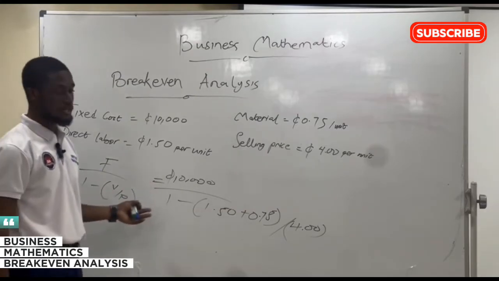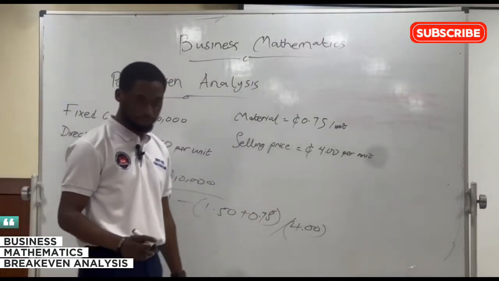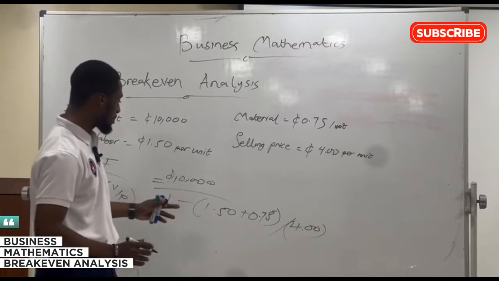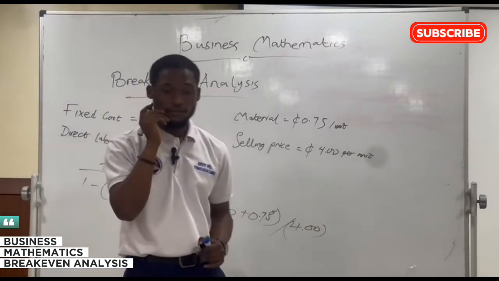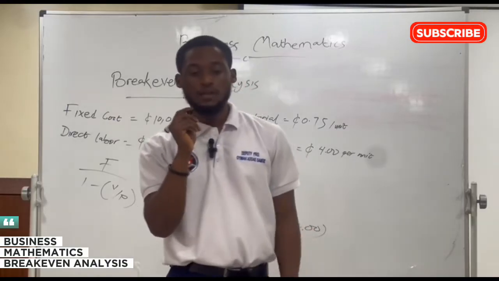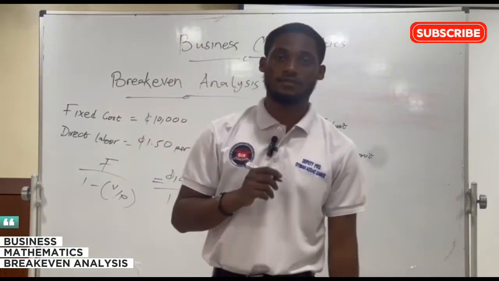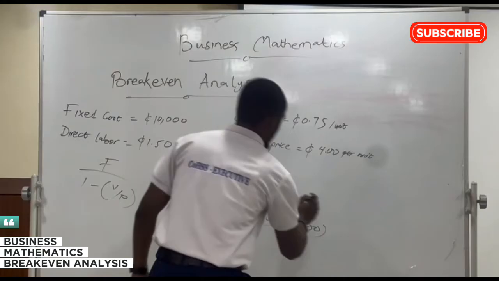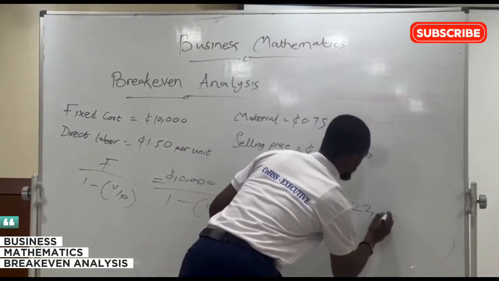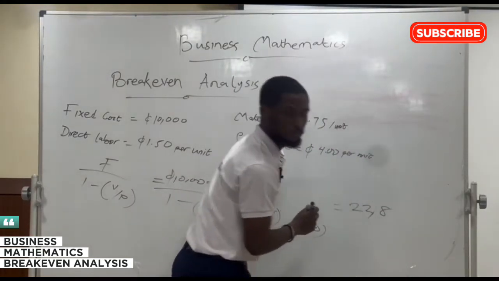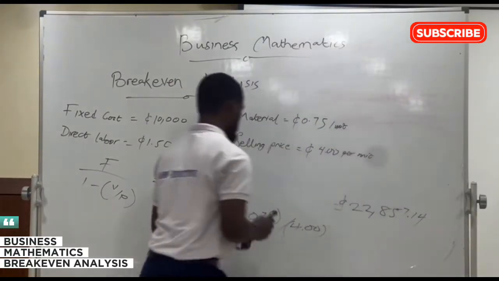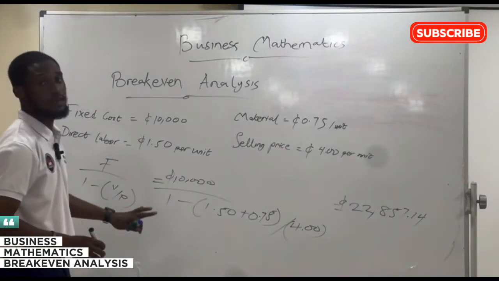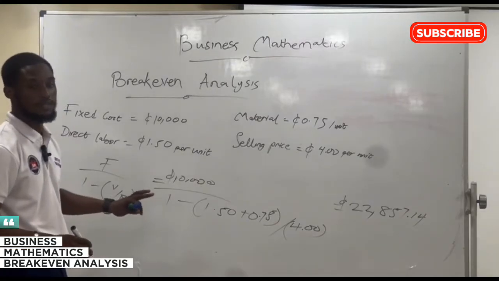So when you do this calculation, you get 22,857.14. So this is in monetary terms, not in units. This is in monetary terms.